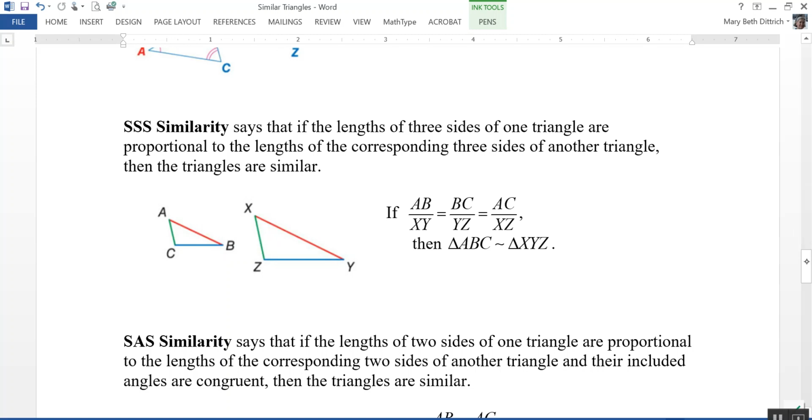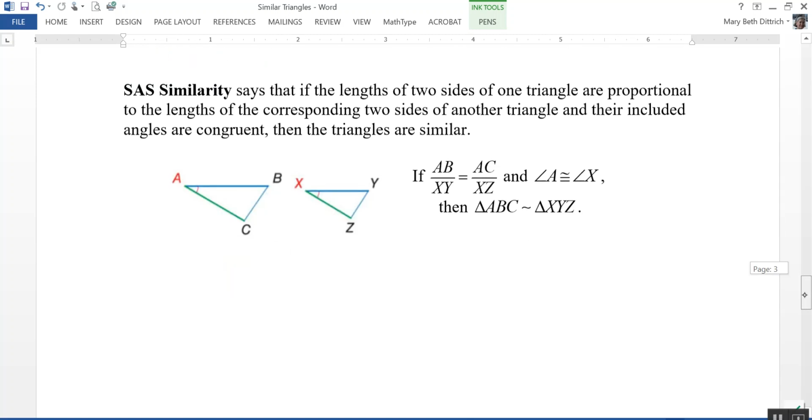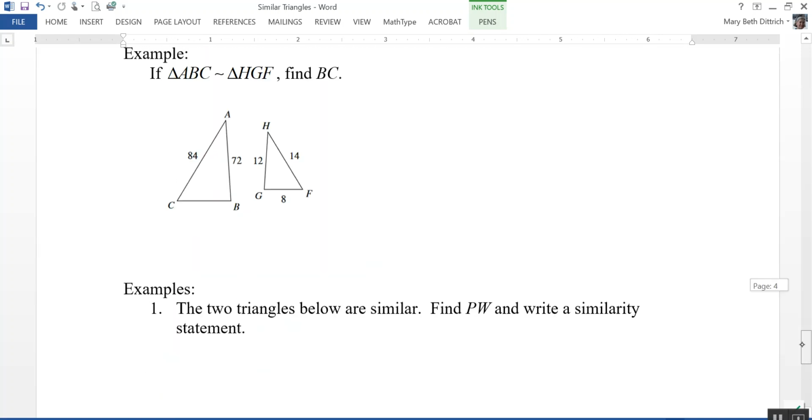And our last one is an SAS similarity, side angle side, and it says that if the lengths of two sides of one triangle are proportional to the lengths of the corresponding two sides of another triangle, and that their included angles are congruent, then we can say the triangles are similar. So if AB over XY is equal to AC over XZ, and angle A is congruent to angle X, notice those are the included angles between the two sides mentioned, then we can say the triangle ABC is similar to triangle XYZ. So let's take a look at a couple examples here.